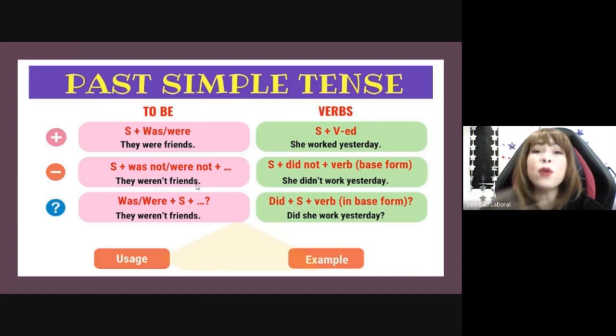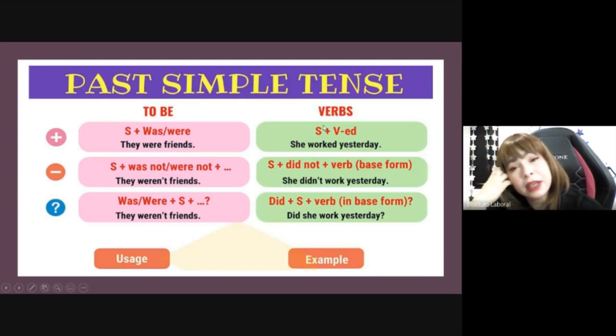So be moved to the first position in the sentence. So we start like, were they friends? No, they weren't. There is a mistake in that sentence. Don't pay attention to that. What happened with the rest of the verbs? The verbs or the actions that are not be?